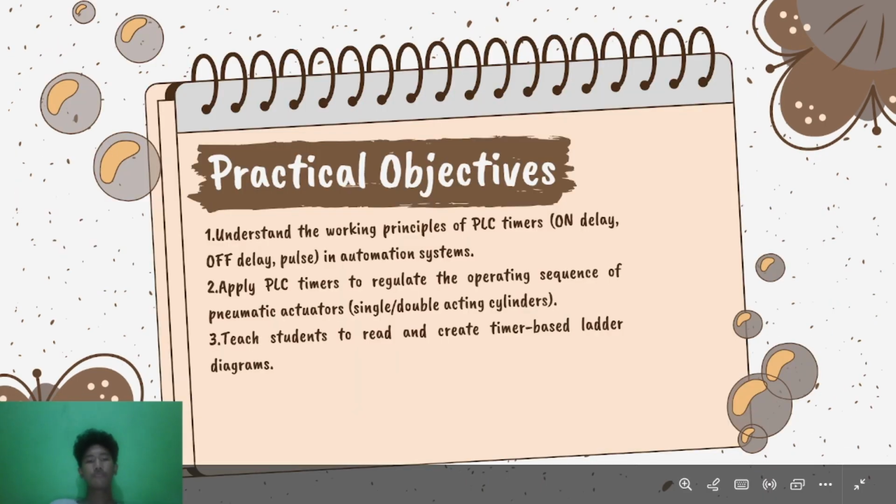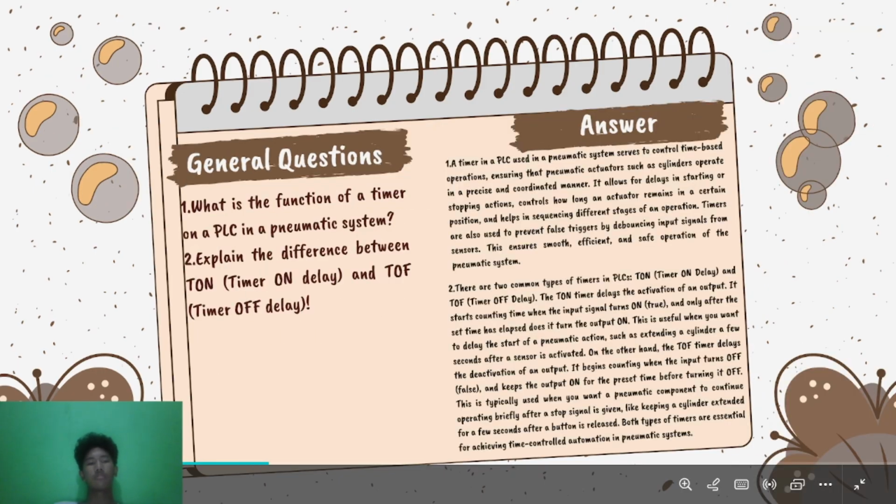Practical objectives. Number one, understand the working principles of PLC timers, on delay, off delay, and pulse, in automation systems. Two, apply PLC timers to regulate the operating sequence of pneumatic actuators. It could be single or double acting cylinders. Number three, teach students to read and create timer-based ladder diagrams. We have several general questions.